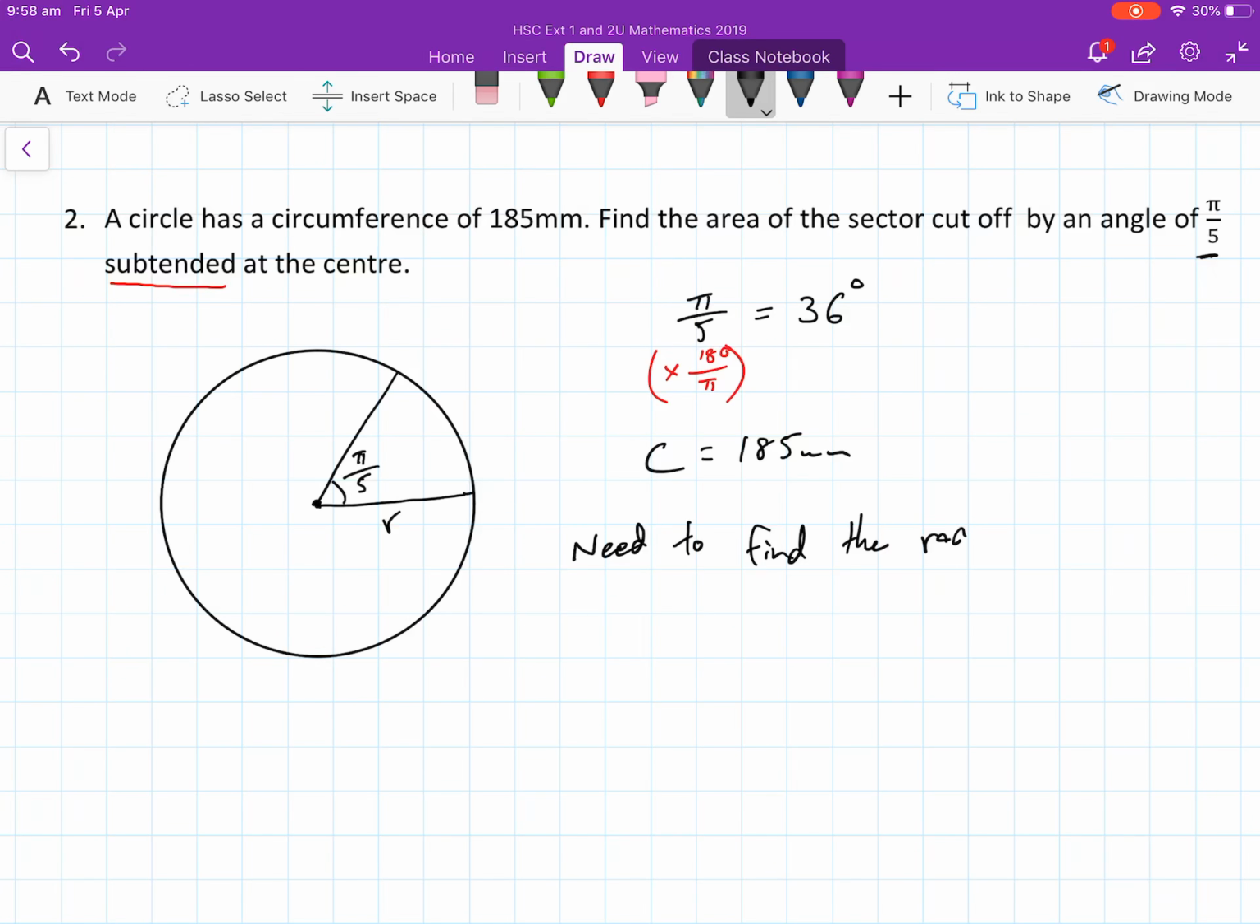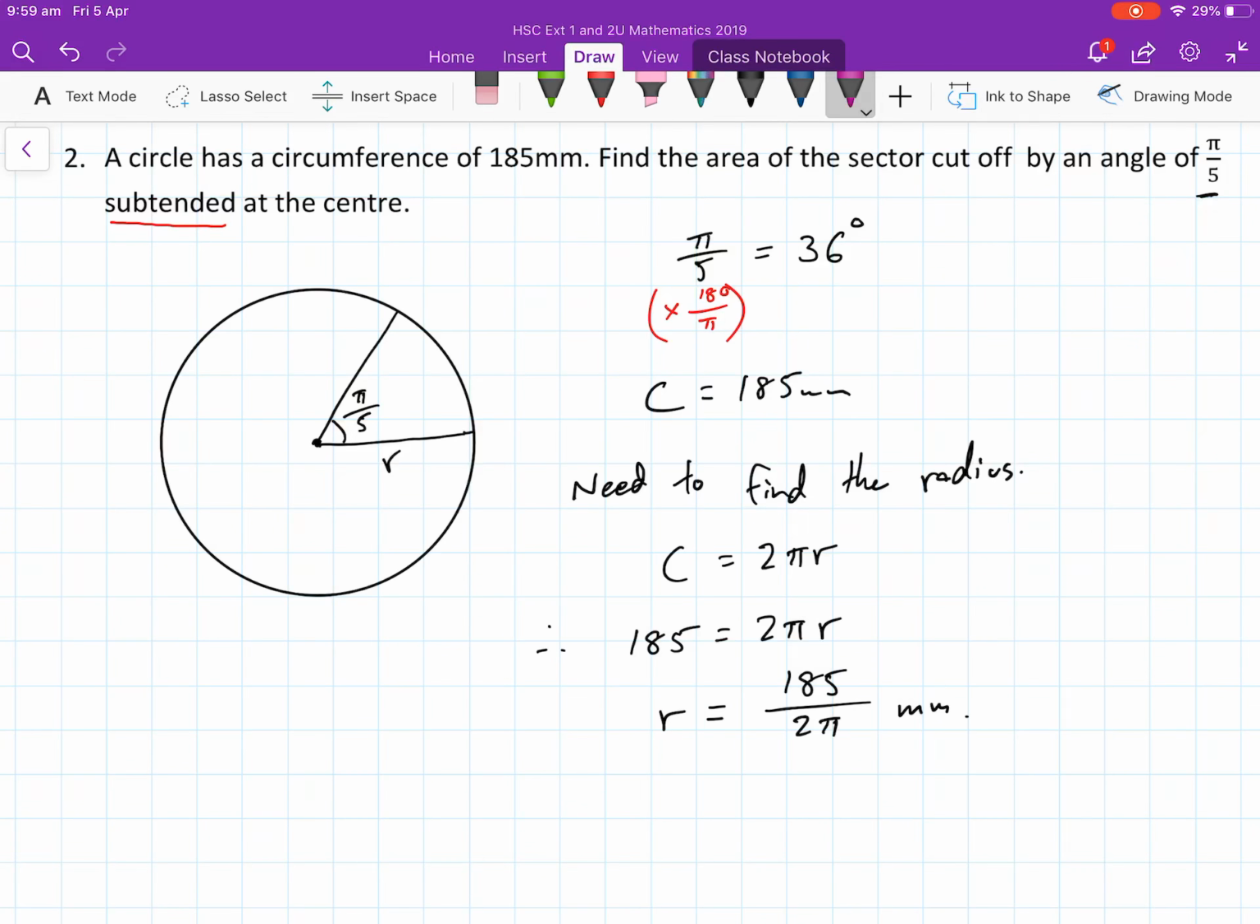That's where the circumference comes in. Remember, C equals 2 pi r. We know the circumference is 185. So 185 is equal to 2 pi r. So the radius is equal to 185 over 2 pi, and in this case it's millimeters. Now that I've found the radius using the information from the question, the circumference of 185, I can go ahead and find the area of this sector, which is what we want to do.